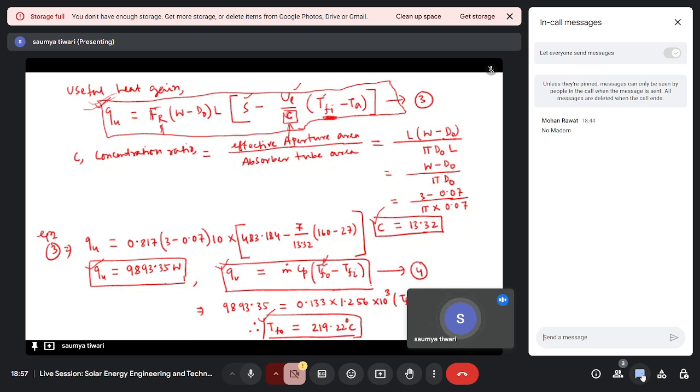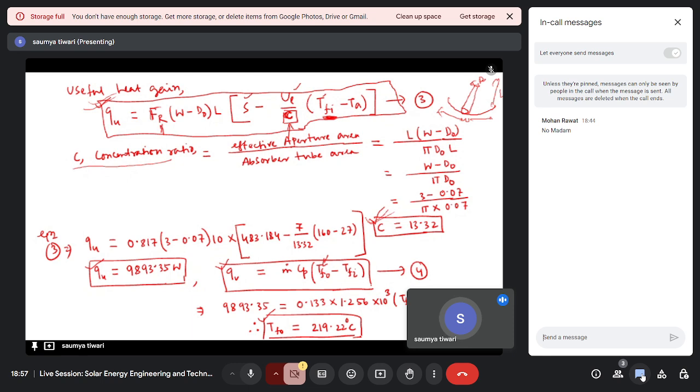here now concentration ratio comes into the picture. In a flat plate collector, this C was not coming into the formula. Now to calculate the concentration ratio, we already know what the concentration ratio is. It's effective aperture area upon your absorber area, right? So if this is your concentrator and this is your absorber tube, and this is your width W, and this is your D naught, it will be W minus D naught into this length, upon your absorber area, which will be pi d naught into L. So from here you can see the concentration ratio comes to be 13.32.